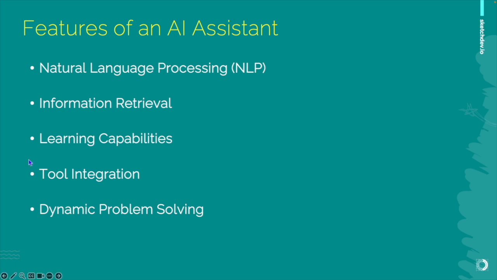And finally is dynamic problem solving. So if presented with a difficult question or a complicated math problem, the AI should be able to create a multi-step execution plan or maybe even write its own code to come up with a solution to the problem.